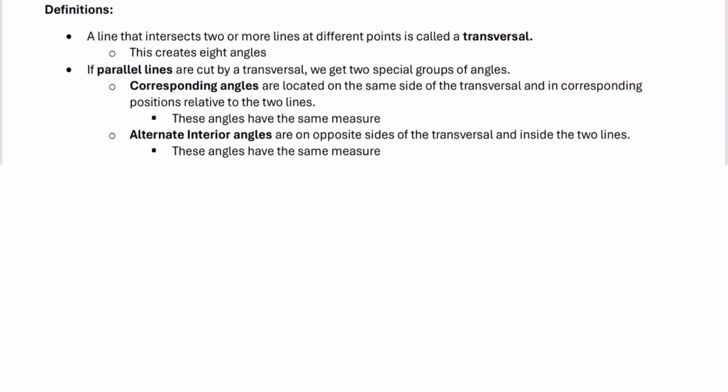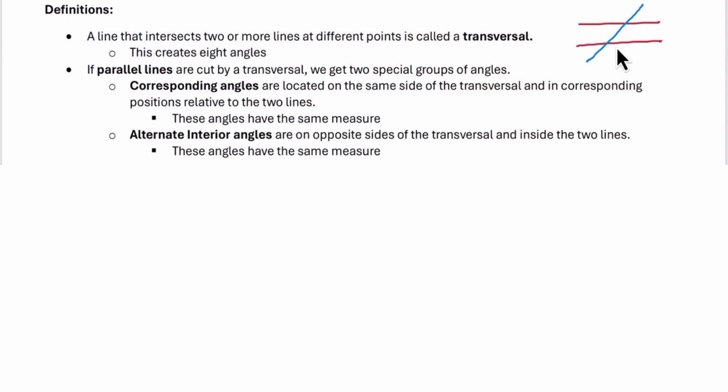A line that intersects two or more lines at different points is called a transversal. So if we have two parallel lines, we could create a transversal that cuts through those two. This blue line is a transversal. Notice it creates 8 angles: 1, 2, 3, 4, 5, 6, 7, 8 angles.